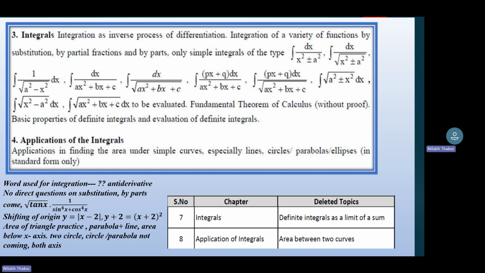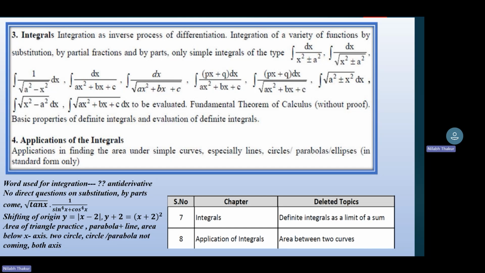There you will not be given the direct formula-based question that y square equals 4x is the parabola. Instead, it may be asked as y plus 2 whole square equals 8x plus 2. Such type of question you may expect. So you practice the shifting of the origin.